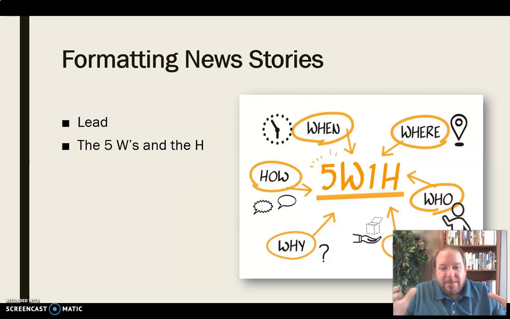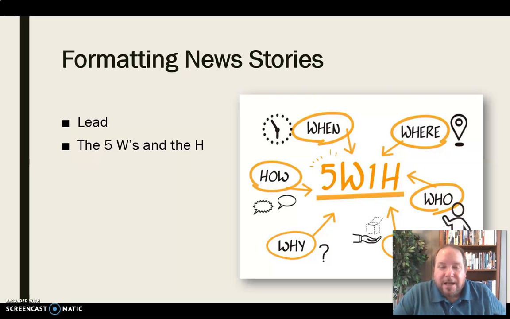And then the rest of the story is going to revolve around these things in different ways. We're going to identify those in the very beginning and then continue to expand upon those things throughout the story. So these are going to be important throughout the progression of the story.